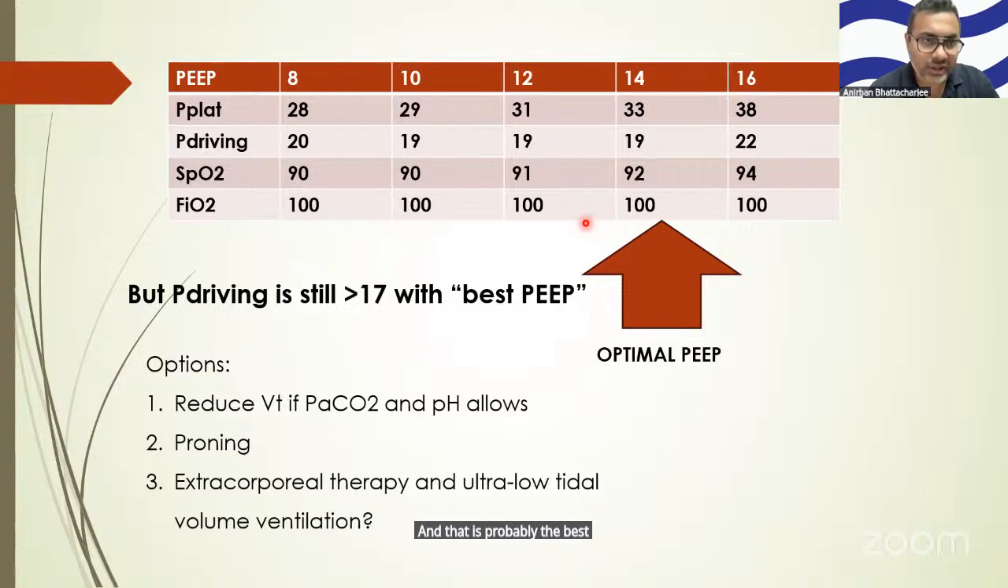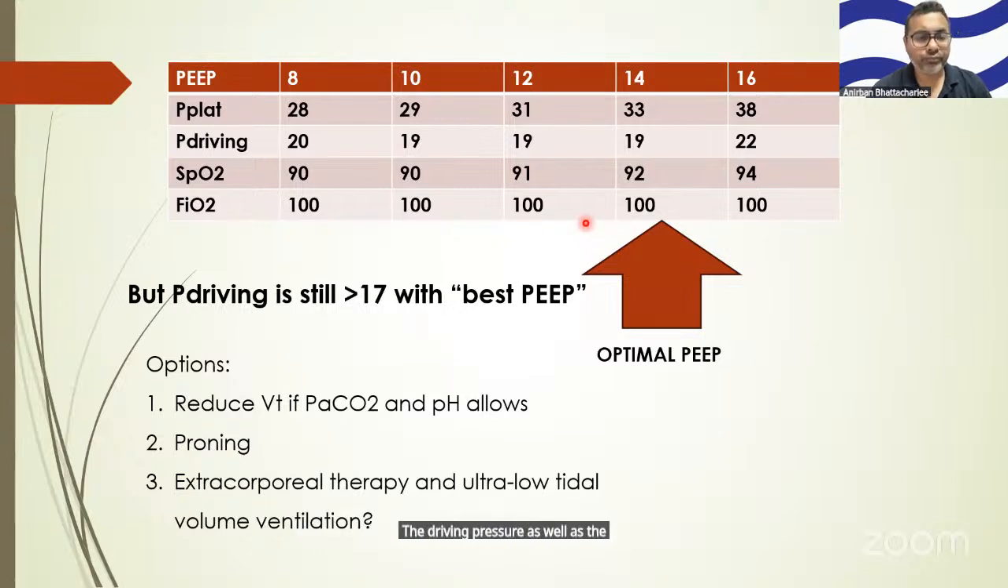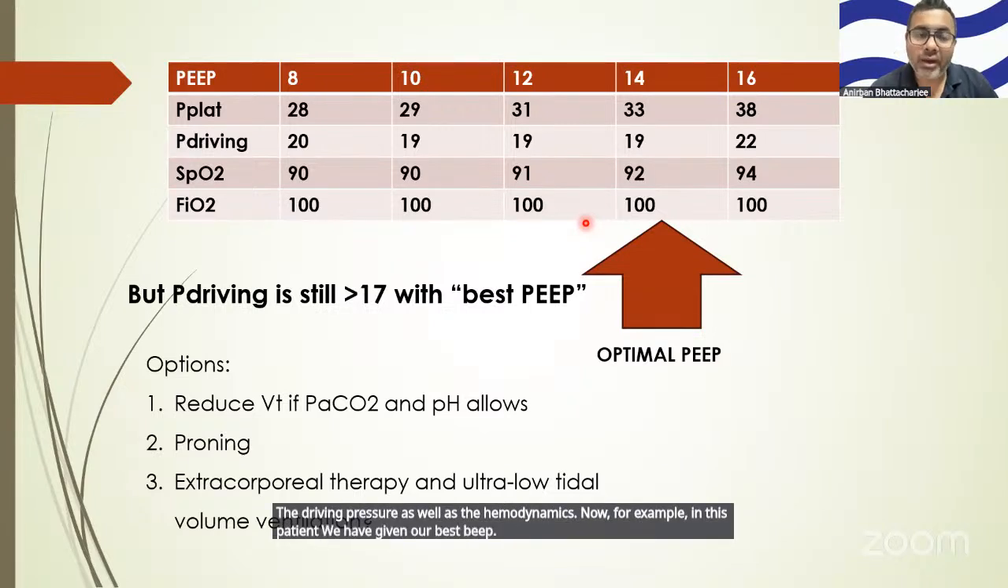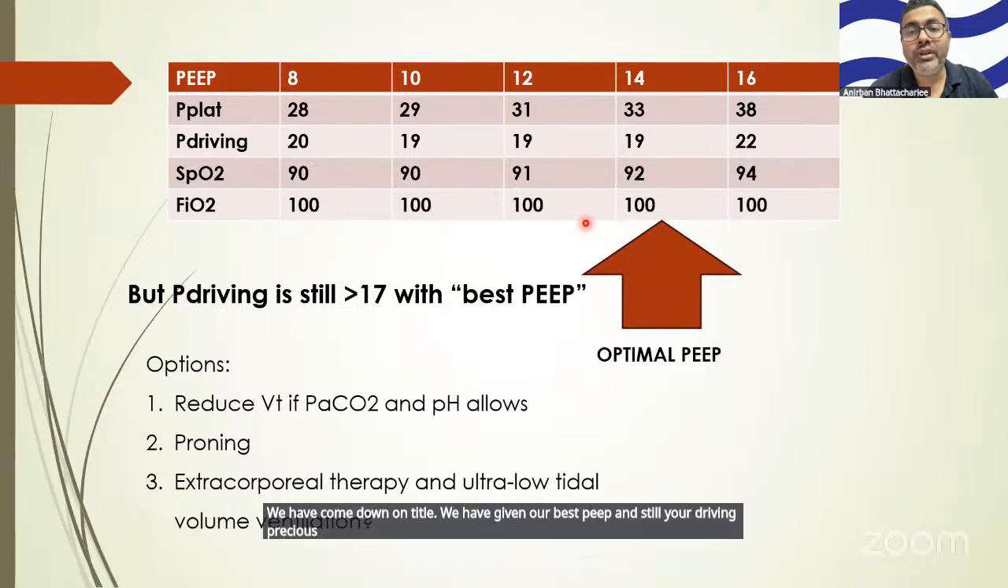So what we do is we come down to the lower step, and that is probably the best PEEP for these patients. Now in this, we also have to pay regard to the hemodynamics. At any point, if there is hemodynamic instability, we may not be able to give this PEEP as well. So the best PEEP depends on a lot of factors: the oxygenation, the driving pressure, as well as the hemodynamics. Now, for example, in this patient, we have given our best PEEP, we have come down on tidal volume, and still your driving pressure is more than 17. So our target is below that.